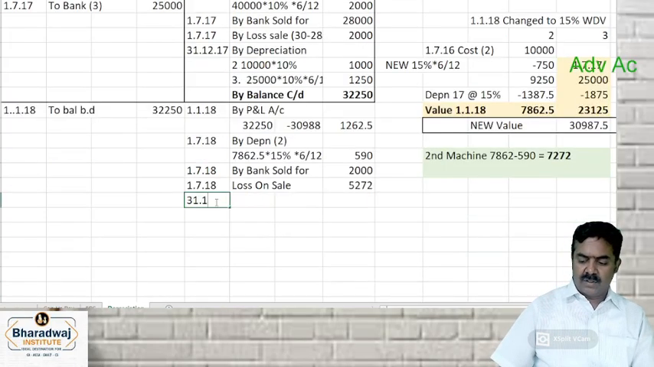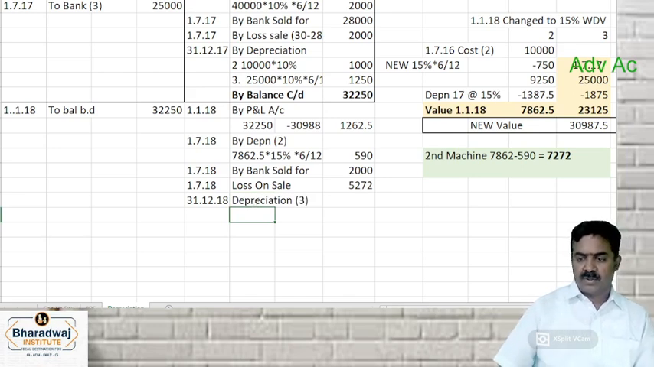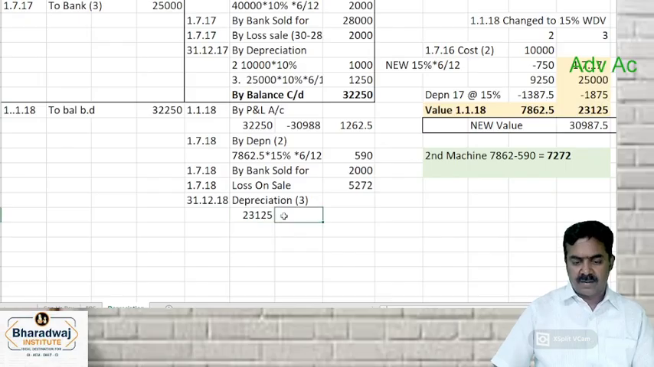Then 31/12/2018, which machine will be there? Only one machine is left. Only the third machine is there. The value of the third machine we have just worked out, the 23,125, into what percentage?